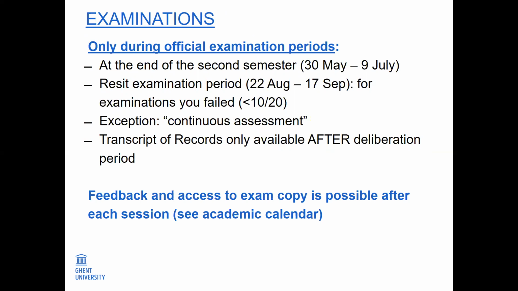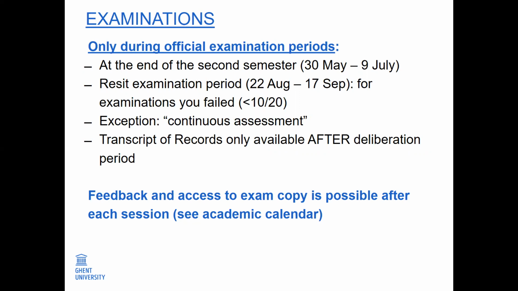Suppose that you have exams which you fail, which means that you will get a score below 10 out of 20. You have to do a retake in the August-September period. Some courses are organized via continuous assessment, meaning that there will be no exam near the end of the semester, but you have to earn your credits during the semester itself.